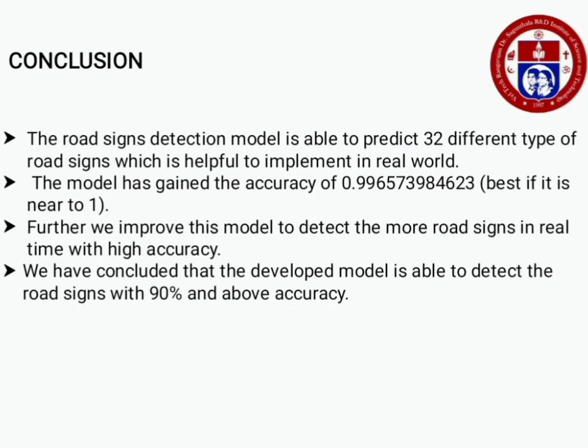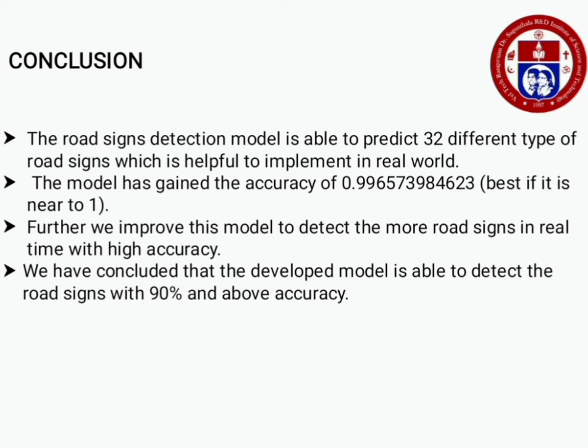Finally, coming to the conclusion and future enhancements. The proposed traffic signs detection and recognition model is able to predict 32 different types of road signs, which is helpful to implement in the real world. The model can integrate with other equipment to use it effectively. The model has gained an accuracy of 0.9965.